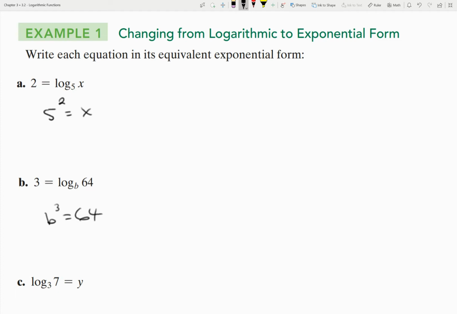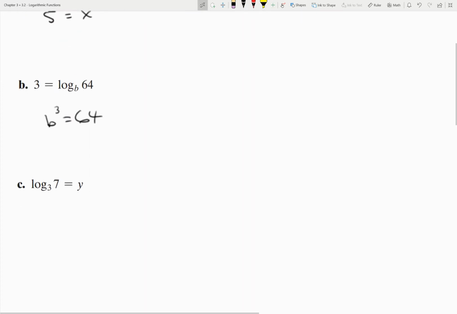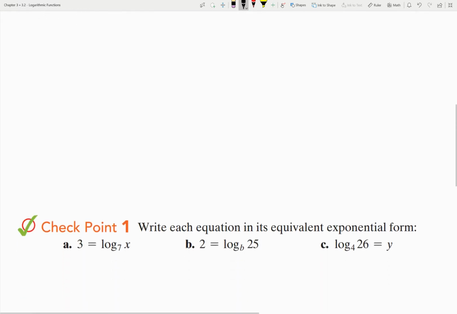Now we could solve for x, right? We say, oh, it's 25. We can solve for b, we can say it's 4, right? But that's not what the question is really asking. It just wants us to rearrange these. And in the last one, 3 is the base, y is the exponent, and it is equal to 7. A few more.